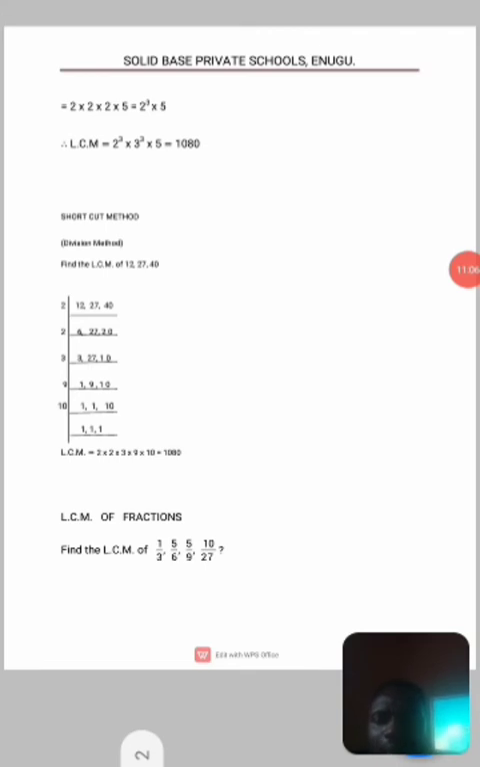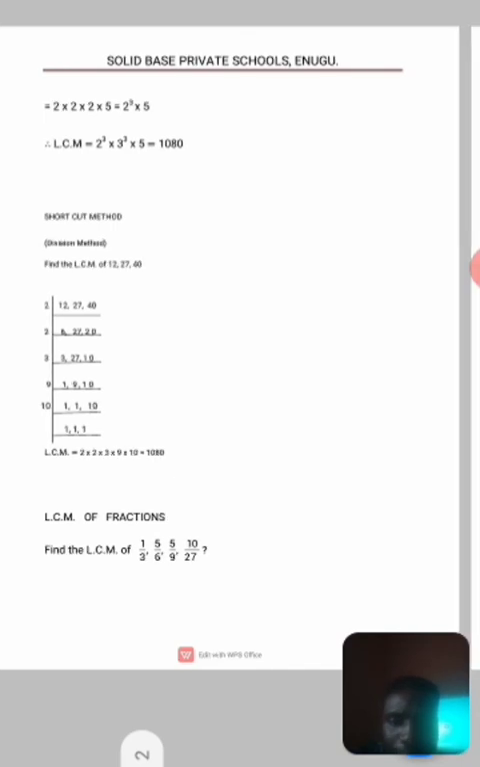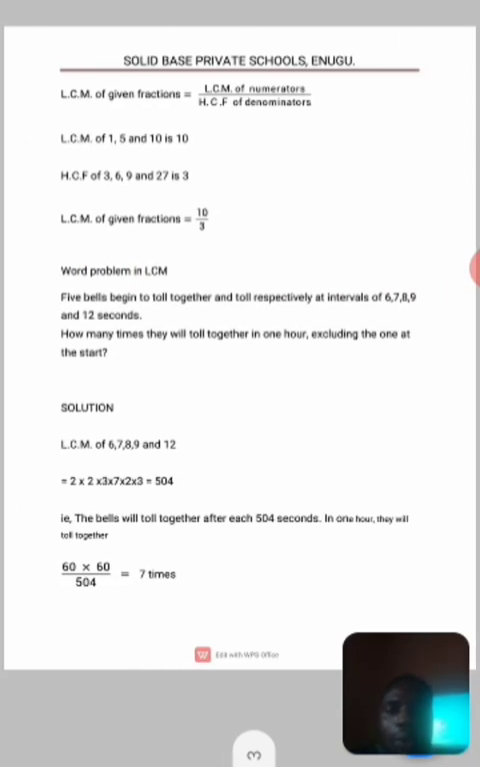The numerators from the problem here are 1, 5, 5, 10. So the LCM of 1, 5, 5, 10 is simply 10. Okay, because all the numbers there, the numbers 1, 5, 5 are factors of 10. So the LCM of the numerators is 10. Okay, so we have 10.